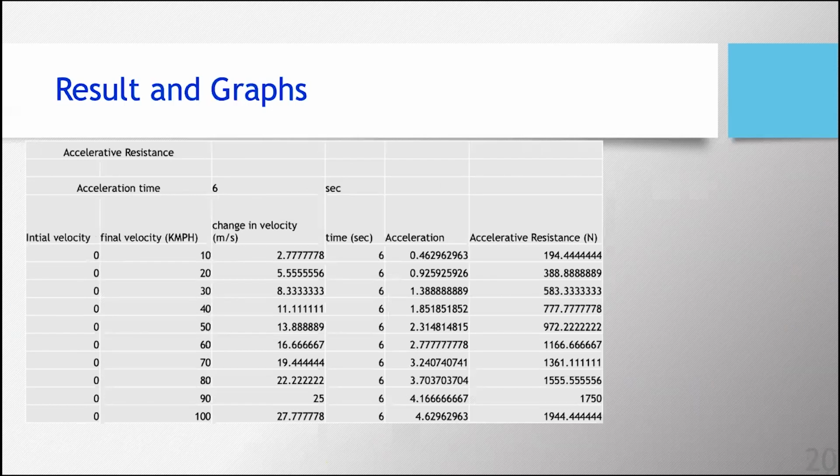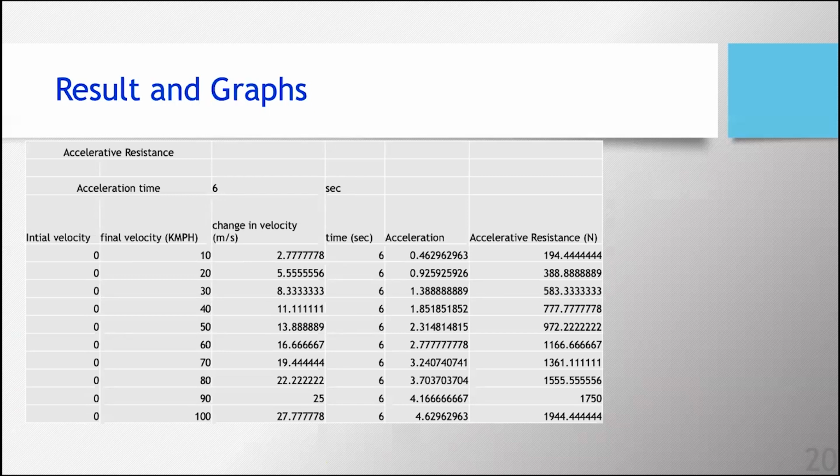And we have accelerative resistance. This plays a major role because this is the actual force. After we remove the resistive forces and we overcome those resistive forces, we need to accelerate the vehicle. In order to accelerate the vehicle, we need to again have some force. This is the basic formula F equal to ma.